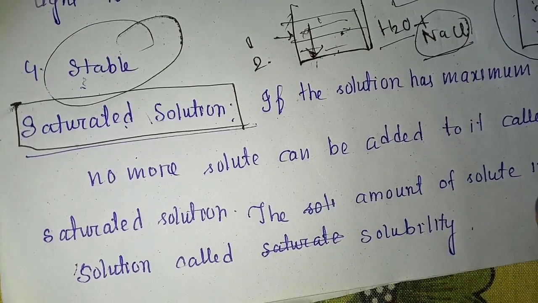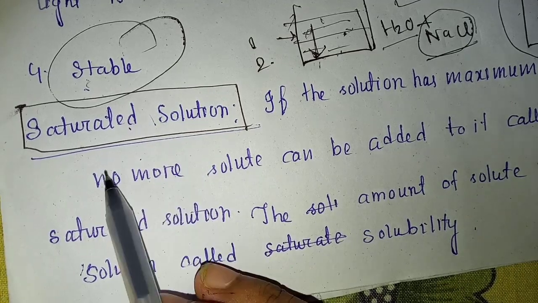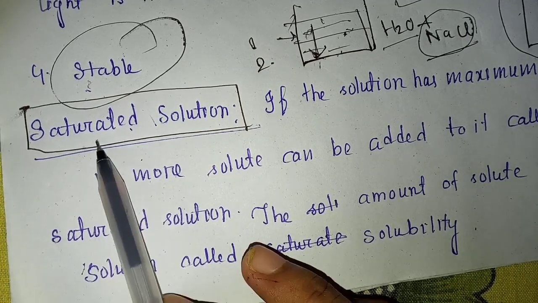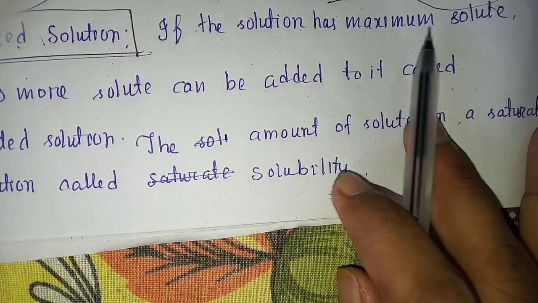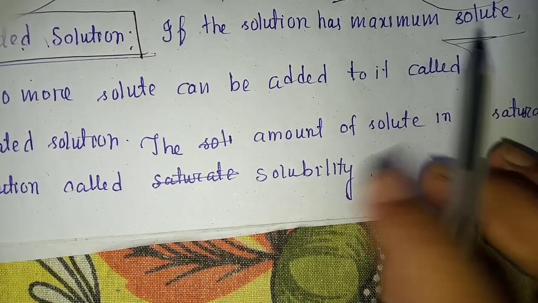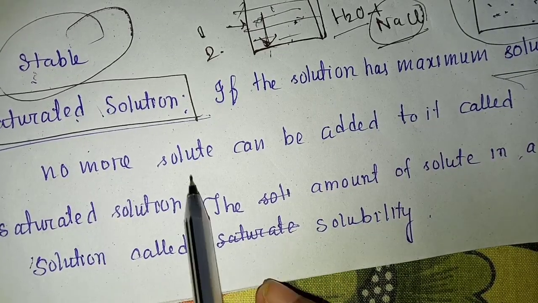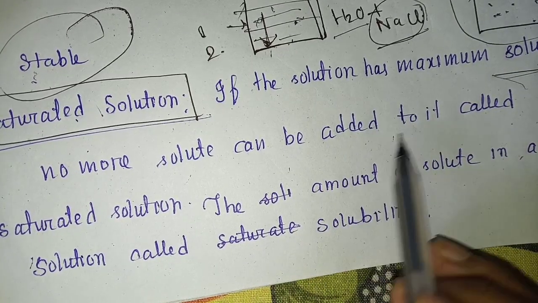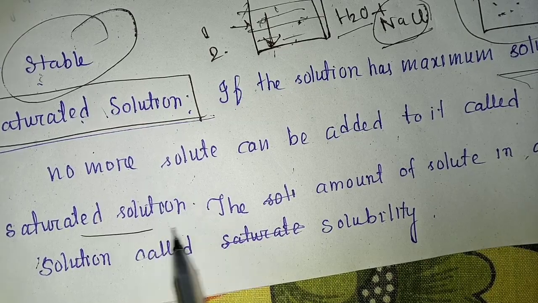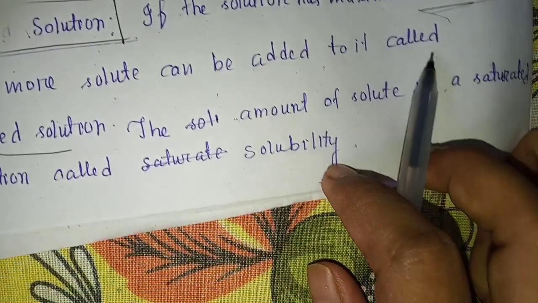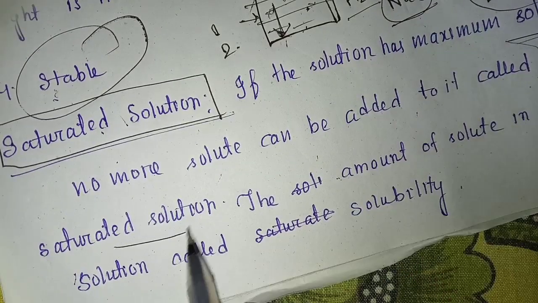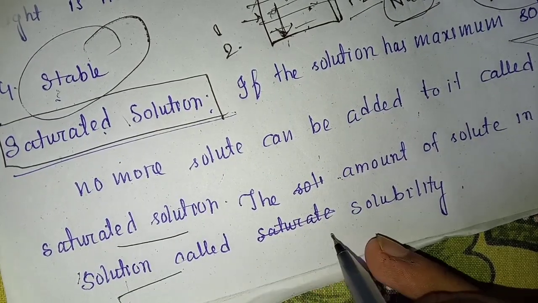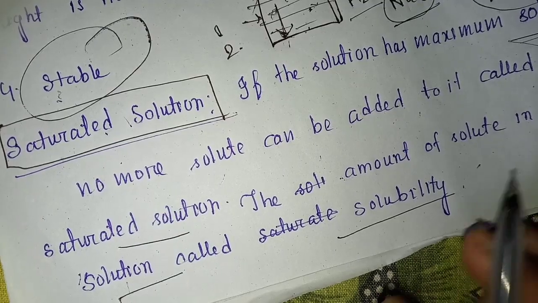Now we learn about the term saturated solution. What is this? If the solution has the maximum amount of solute, and no more solute can be added to it, it is called a saturated solution. The amount of solute in the saturated solution is called its solubility. What is this?